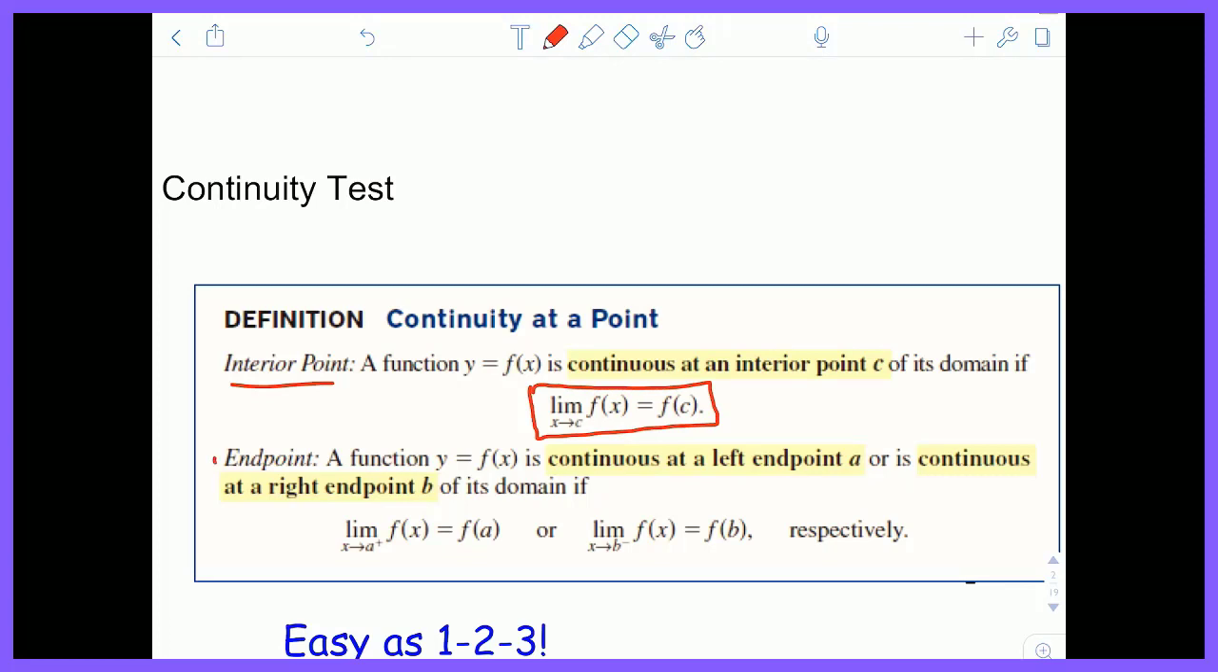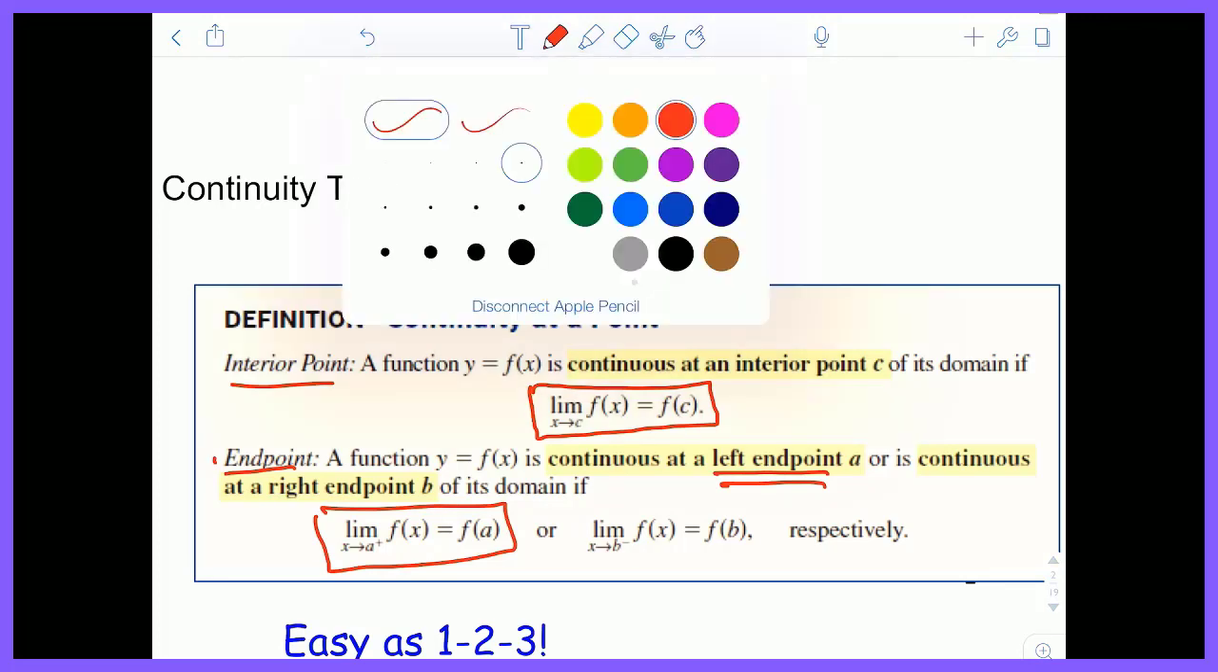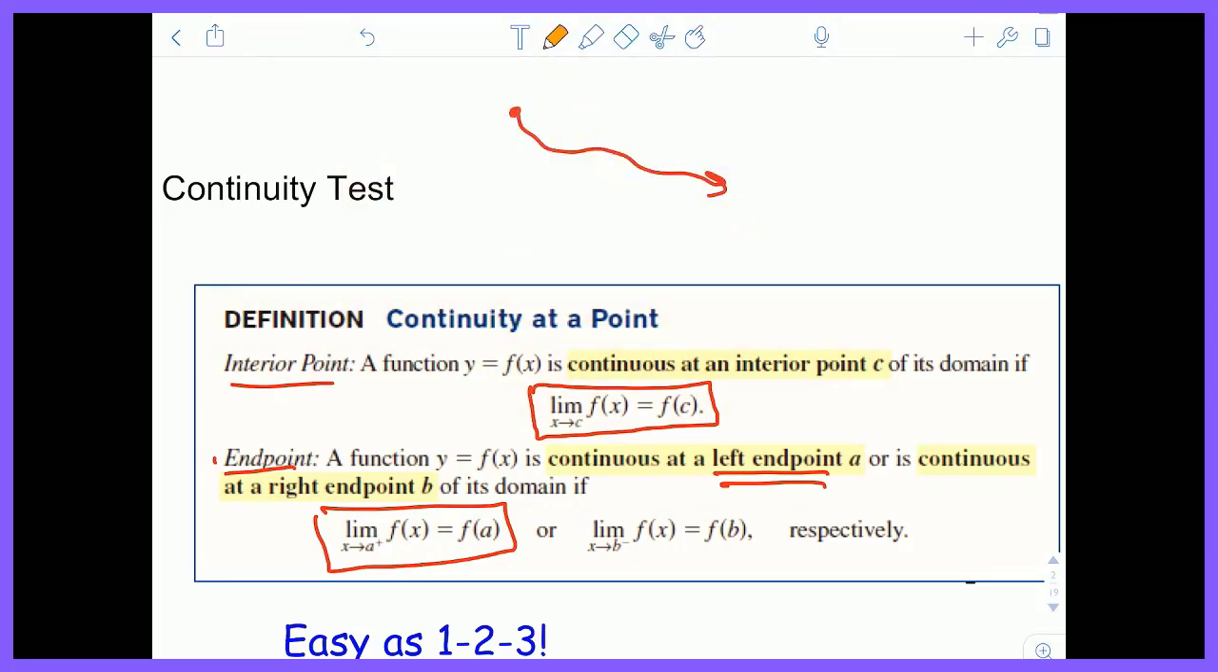At an endpoint, we're going to split it up into a partial limit, because if we talk about a left endpoint A, and then we consider the limit as we approach from the right of f of x equaling the function value at A. If we're at a left endpoint, we can only approach a left endpoint from the right, okay? We can't approach a left endpoint from the left because nothing is to the left of it. So that's why it's flipped.